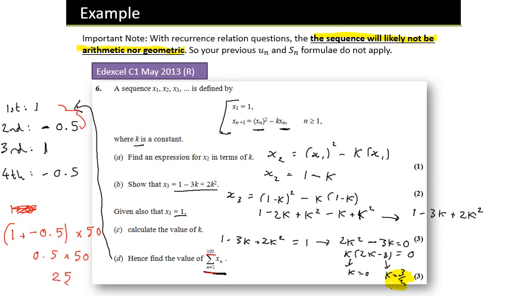So the only thing you really need to watch out for with these recurrence relations is this type of question when you're summing. But other than that, this should be reasonably straightforward. With that in mind, have a go at exercise 3G now.